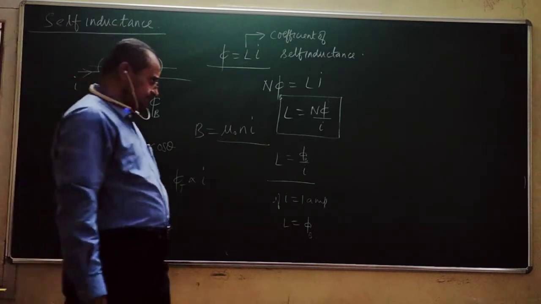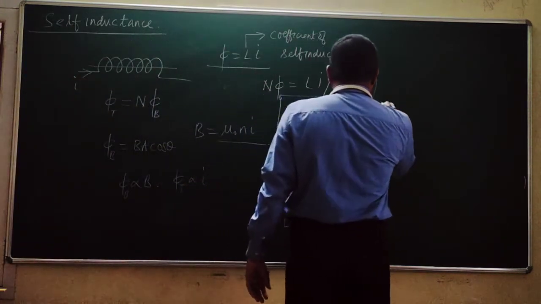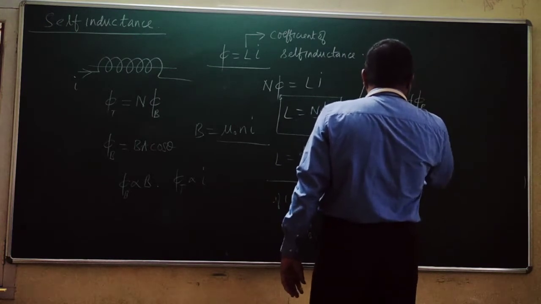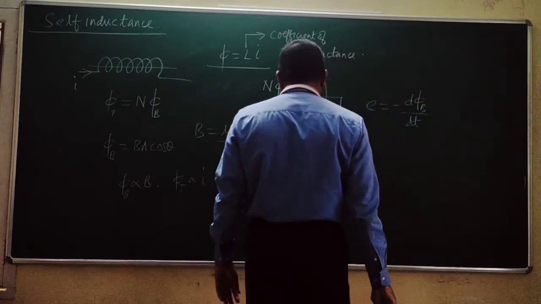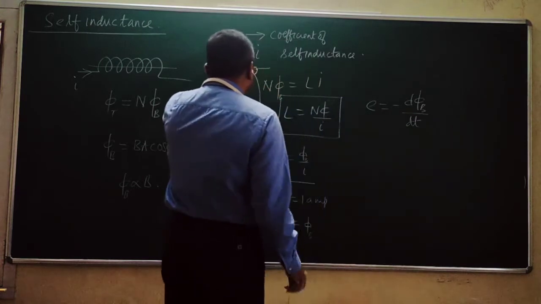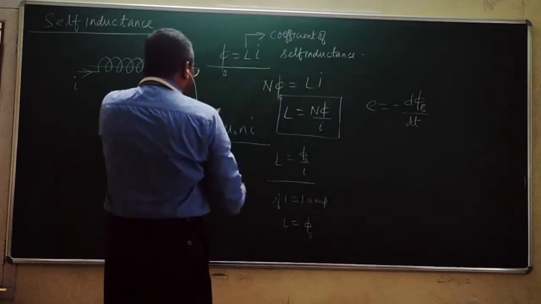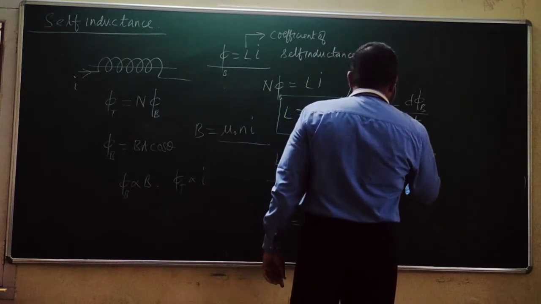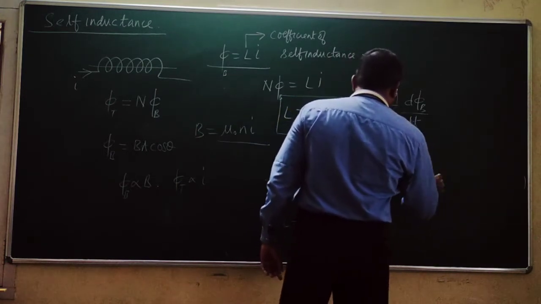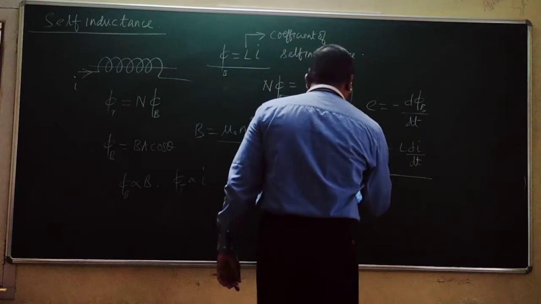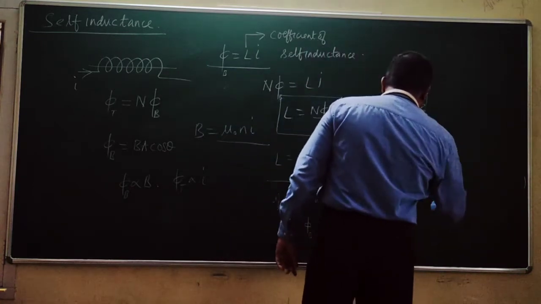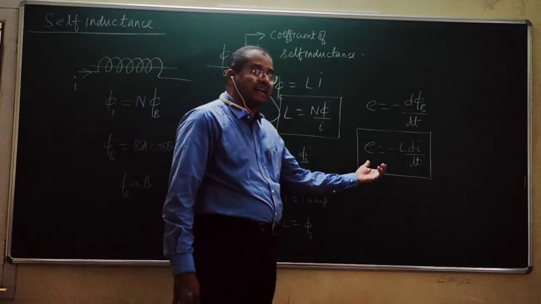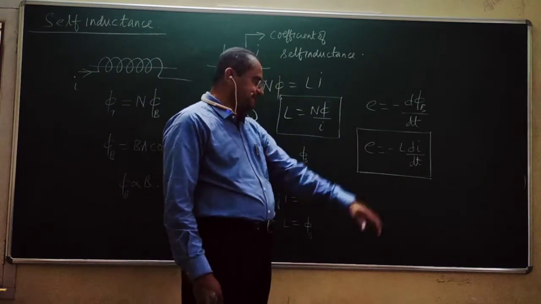Coefficient of self-inductance of a given coil is numerically equal to magnetic flux linked with the coil when unit current flows to the coil. From Faraday's law, we know E is equal to minus d phi b by dt. In the place of phi b, you can write Li. Therefore, E is equal to minus L di by dt. Very, very important expression. Quite often we will be using this in our next unit.